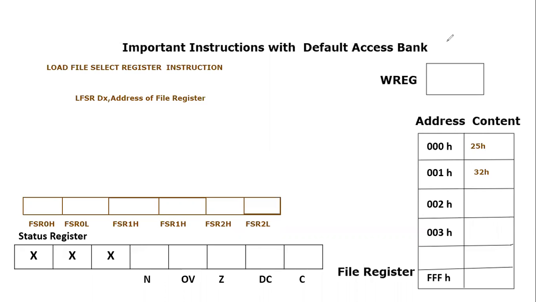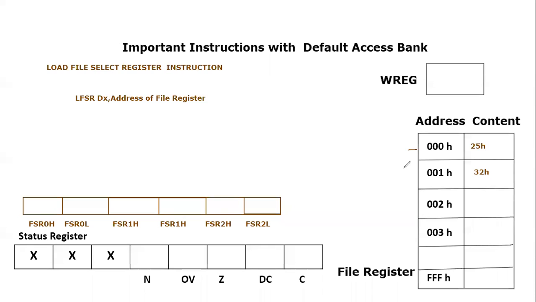In this video tutorial, we are going to learn a new instruction which is called load FSR or load file select register. The keyword is LFSR, and LFSR is a very specific instruction used in a specific mode which is called immediate register indirect mode. LFSR is basically used to fill some address of any of the file registers.